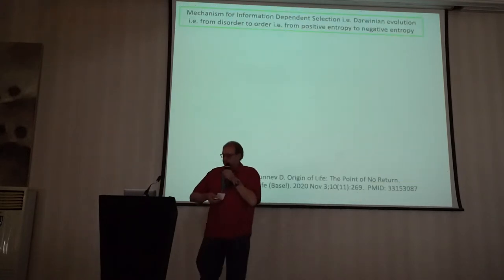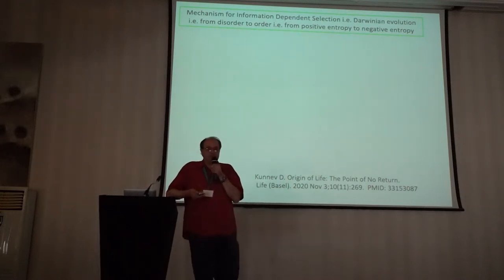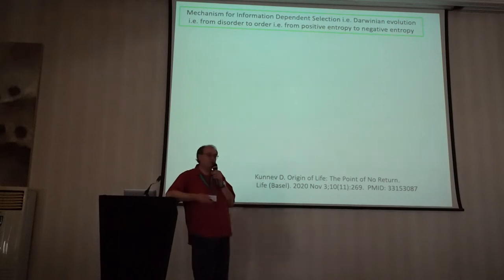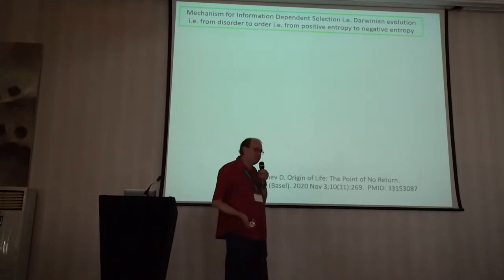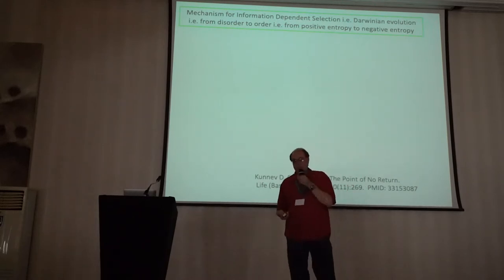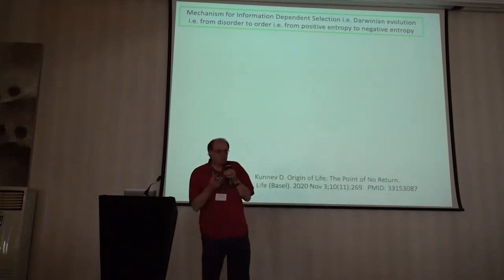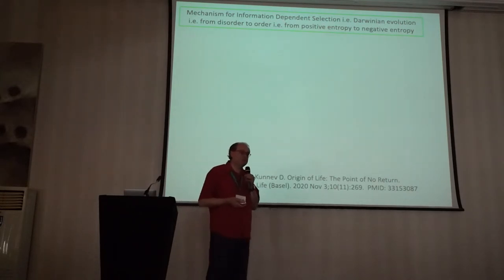So, let's try to answer the questions which I just heard a few minutes ago. What is the mechanism of information-dependent selection? How does Darwinian evolution work, how does biology go from disorder to order, or from positive entropy to negative entropy? I mean, this is an absolutely fabulous question. What are the nuts and bolts, the mechanisms which actually do that in biology?